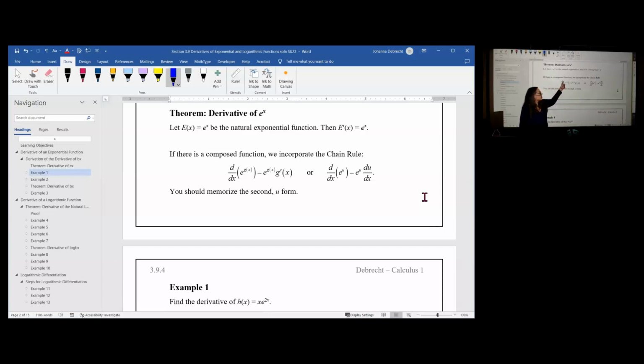You can also write it as the derivative with respect to x of e to some function g of x, which gives you e to the g of x power times the derivative of that power, g prime of x.